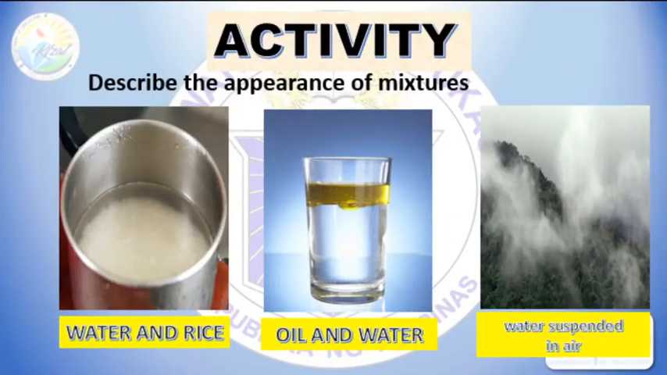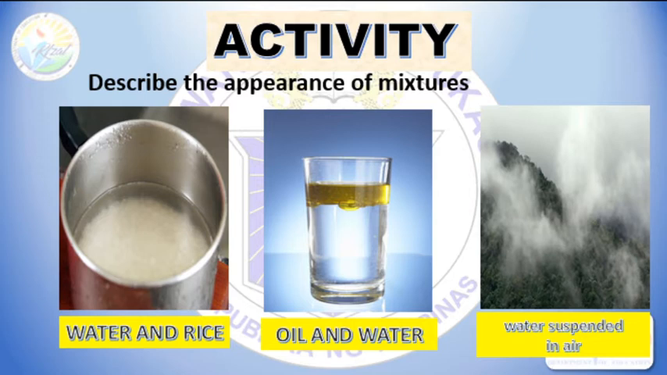Now, look at this one. Describe the appearance of the following mixtures: water and rice, oil and water, water suspended in air. Look at the water and rice. Can you still recognize the components of these mixtures? Yes, you're correct. This pair of materials can still be distinguished after mixing or combining them.